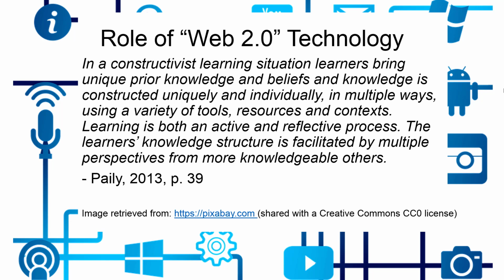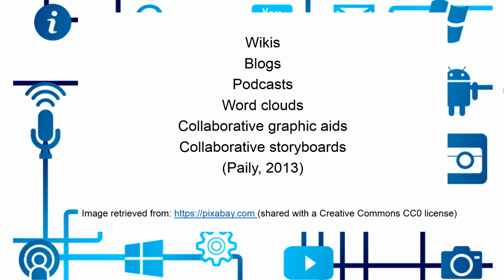The learner's knowledge structure is facilitated by multiple perspectives from more knowledgeable others. So we can reflect on how the tools that we select or create enable or even hinder the type of learning that we believe to be effective. This then involves having an awareness of the learning theories or principles that influence us. Paley also provides a list of examples of Web 2.0 tools with an explanation of their purpose and some of their major features. Some of those tools are included here. Looking through the full list, however, you might be able to identify which ones you consider to be relevant and which current tools are missing.